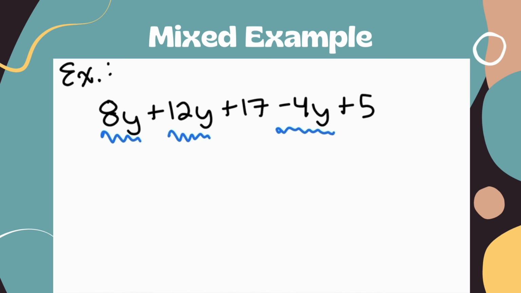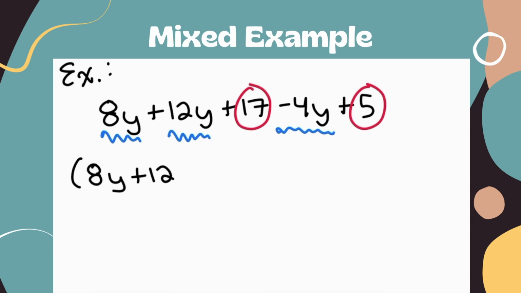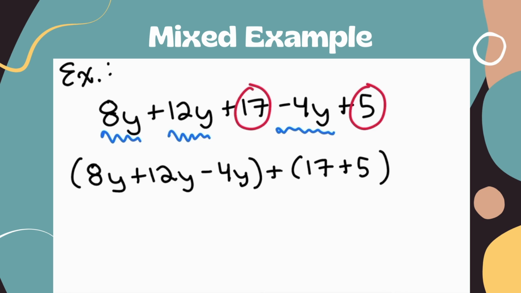You can see I'm identifying my like terms with the variable y raised to the first power. And then I actually have like terms because these don't have variables, so those are called constants, and the 17 and 5 will be combined together. So personally, I like to group in parentheses so that I have that visual reminder that those are all the terms being added together.